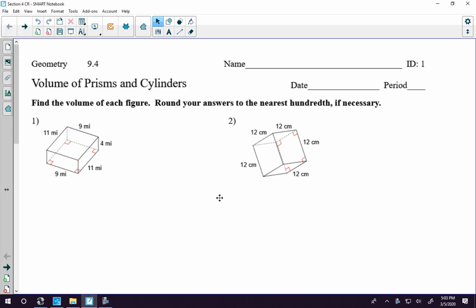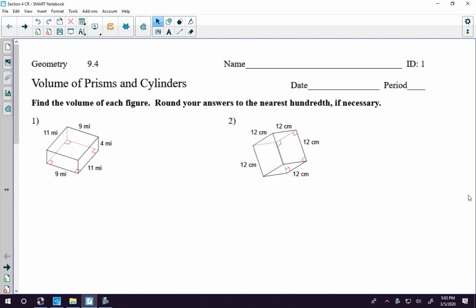Okay, guys, what we're going to be covering today is Chapter 9, Section 4, which deals with the volume of prisms and cylinders. When we're talking about volume, we're talking about the amount of stuff that can fit inside of a three-dimensional space figure. So maybe think of it this way.